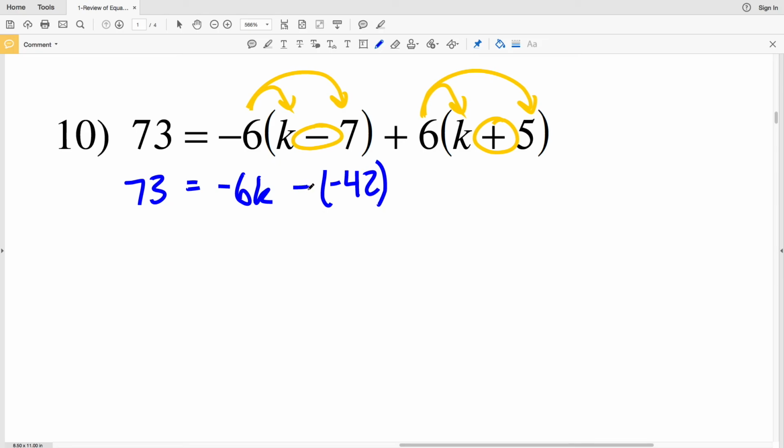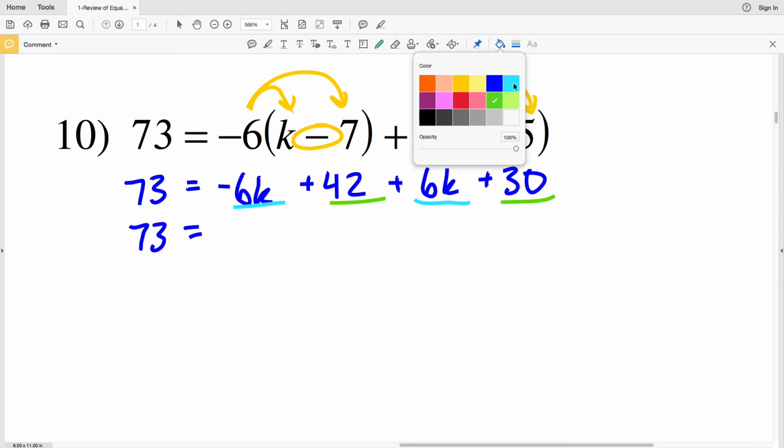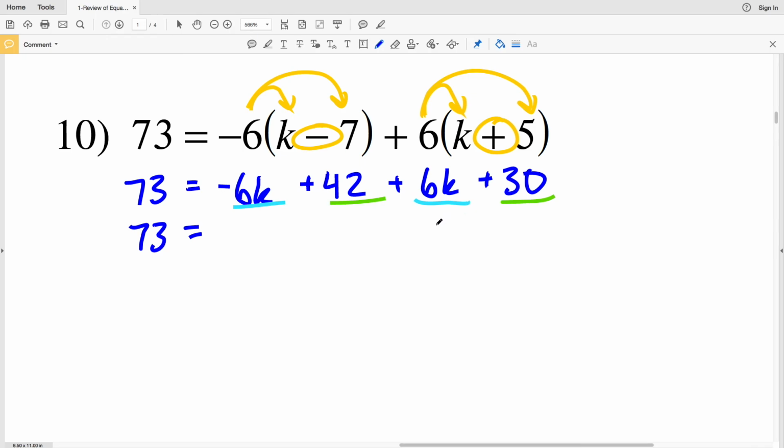But remember that when we subtract a negative, it's the same as adding a positive, so we can say plus a positive 42. Then we're adding 6 times k, which is 6k, and then 6 times 5, which is 30. 73 equals, combining the like terms, negative 6k can be combined with 6k, and 42 can be combined with 30. Negative 6k plus 6k is 0. 42 plus 30 is going to give us 72.